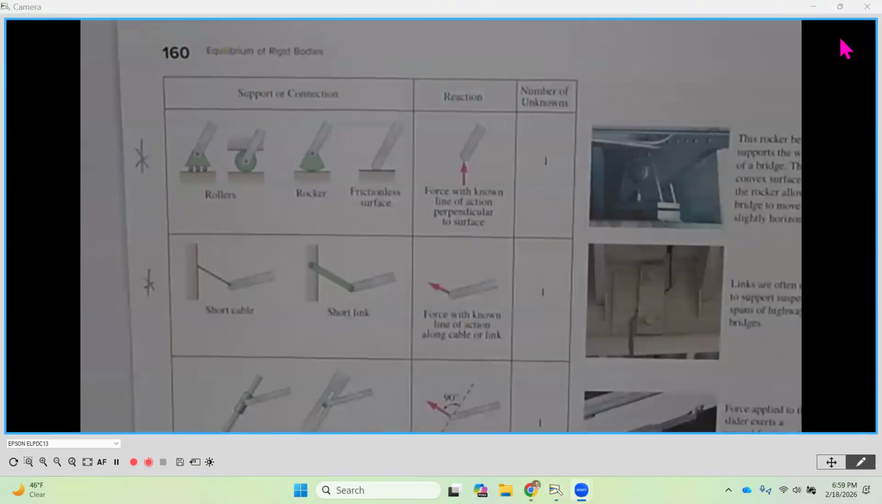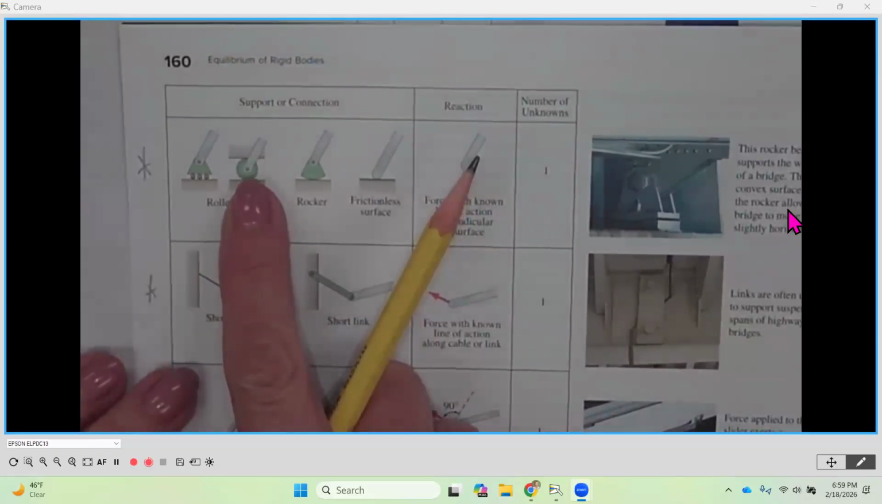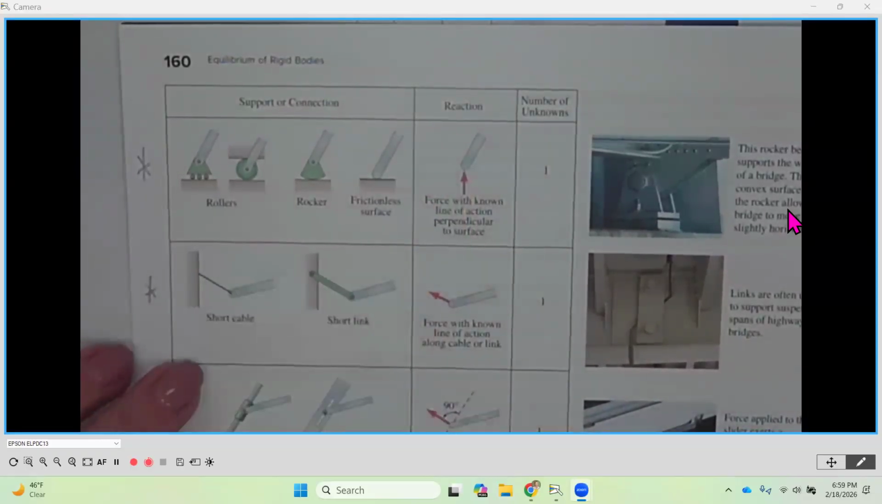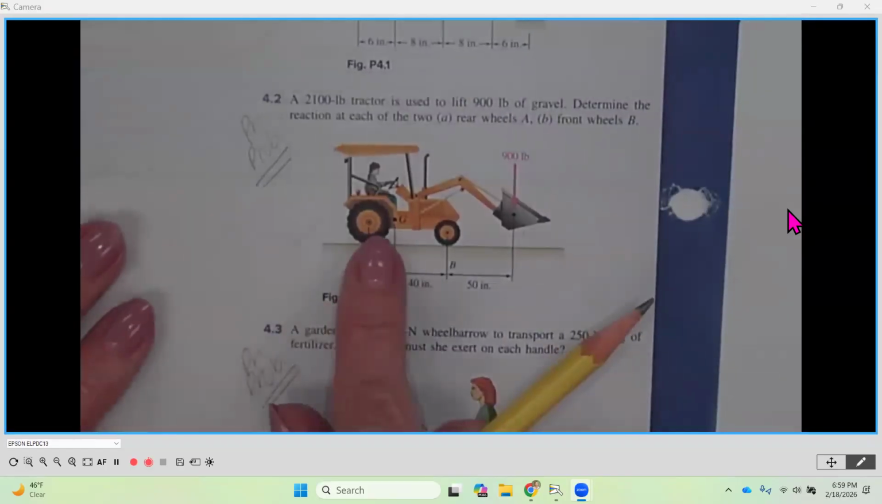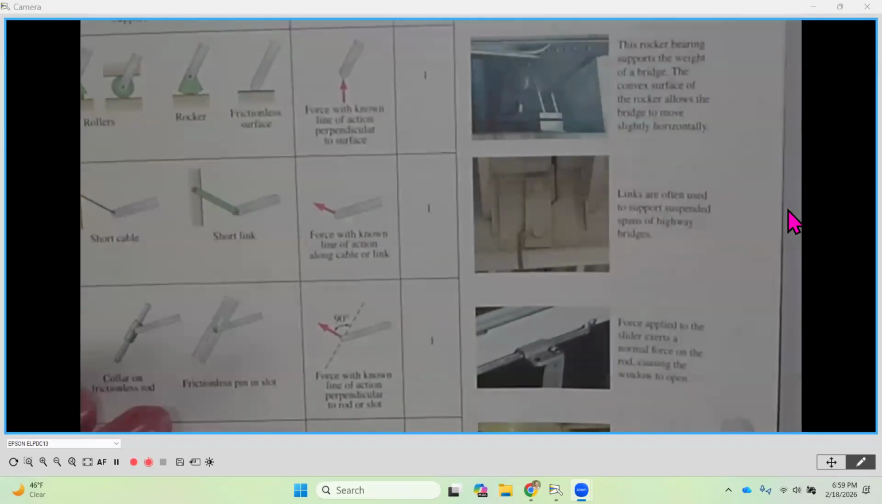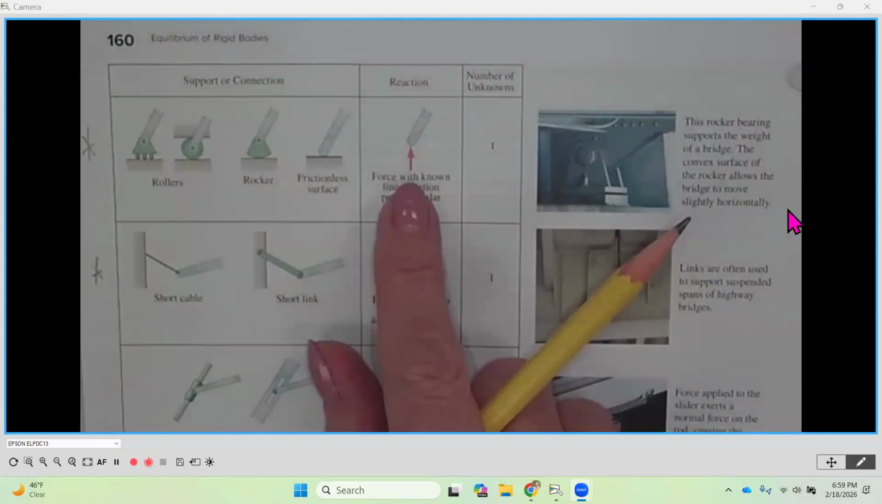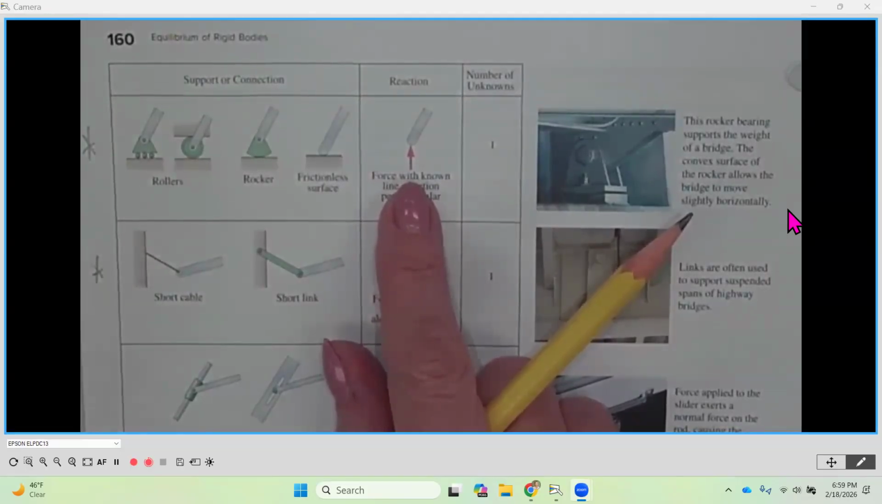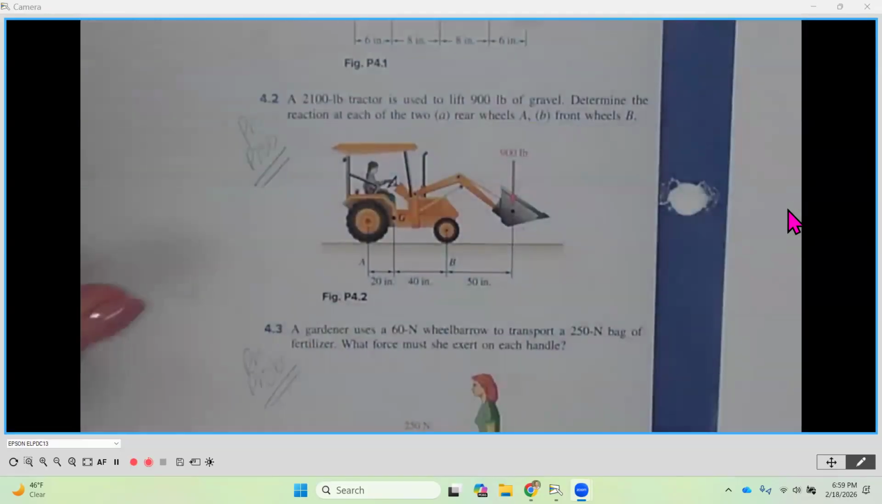What was that? The roller. Yeah, we heard roller. Anybody else have any? Yep, roller, right? So these are considered rollers. And if we look at rollers, remember a roller is going to be one reaction perpendicular to the surface that our roller is riding on.